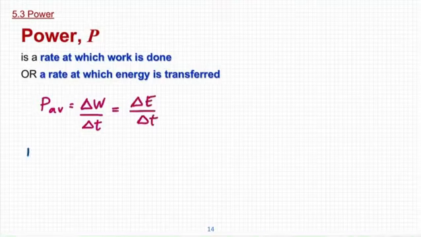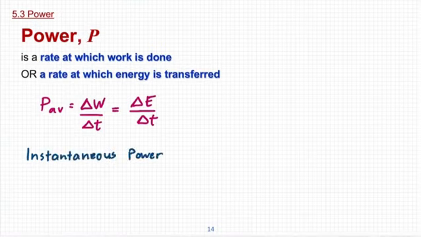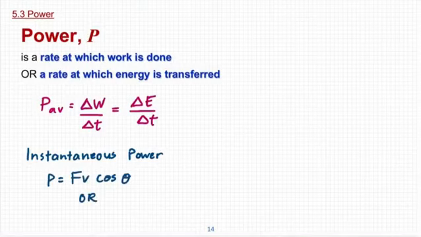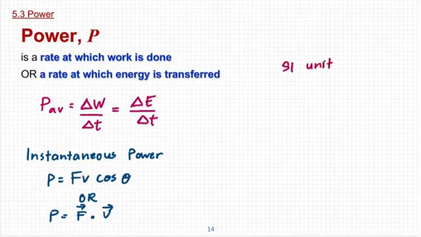Okay, and then we have instantaneous power. So instantaneous power is power at that instant of time. And we can define it as P is equal to Fv cos theta, or we can also write it as a dot product between F and V. And F is the magnitude of force, V is the magnitude of velocity, and theta is the angle between F and V.